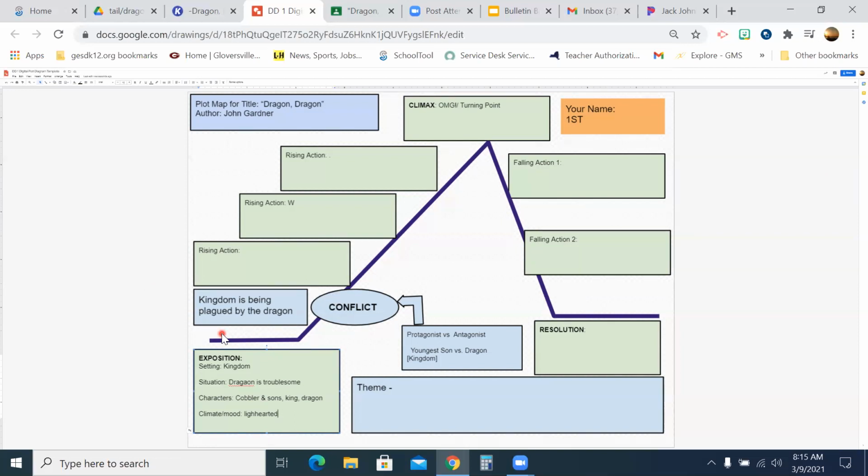What's your name? Yeah. Put your name. You don't even need your name on here. You know why? Because your name's on the document. I'm talking about the plot diagram, guys.